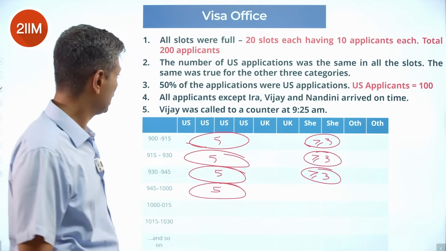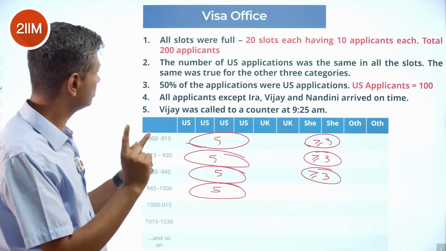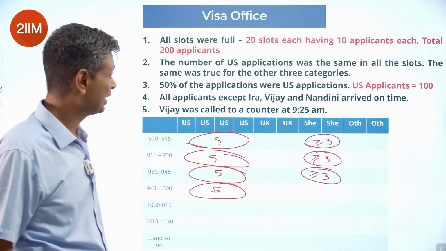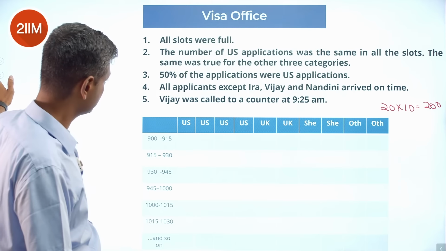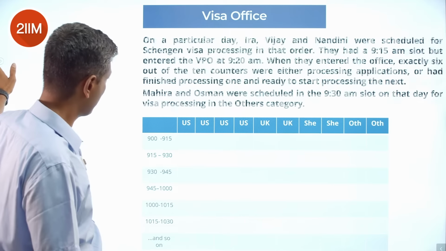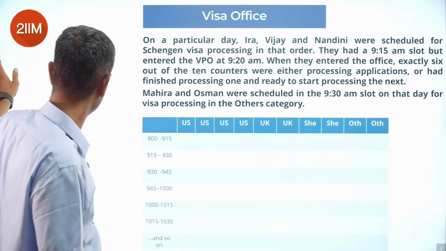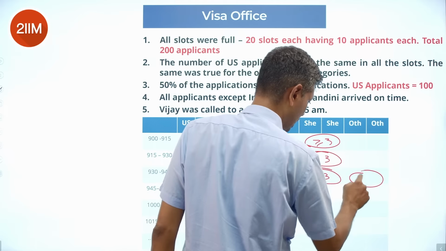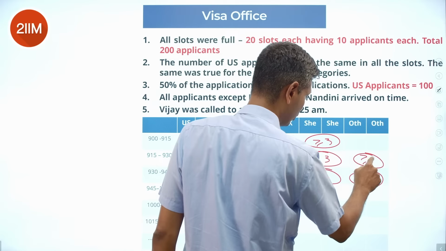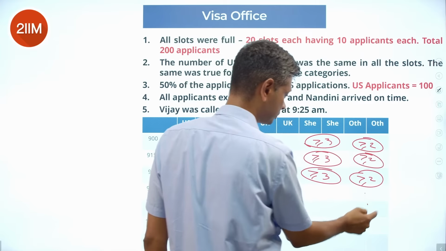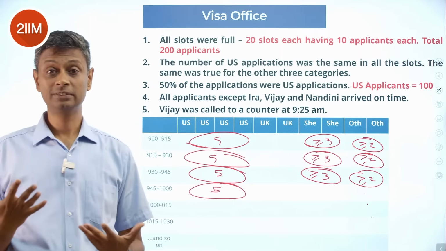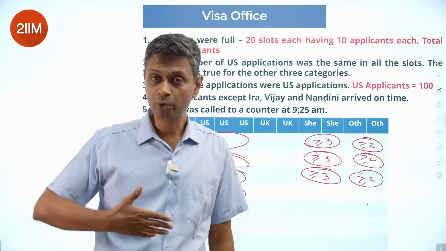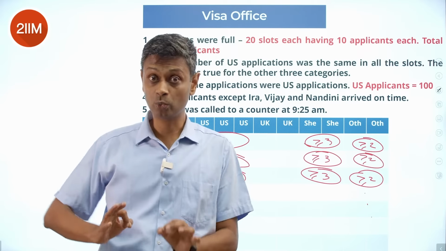And so on. And we know that 2 people, Mahira and Osman, maybe I'm mixing up the names, were scheduled for the 9:30 slot for others. That means in the 9:30 slot, at least 2 others, and so on. Totally there are 10, 5 are US, at least 3 are Schengen, at least 2 are others. Adding up to 10, it is exactly 3, exactly 2. Breakthrough.